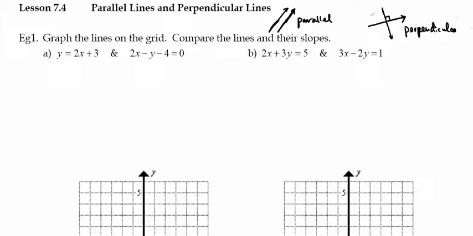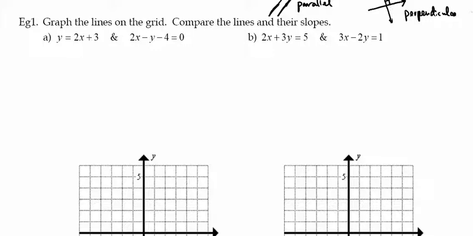When it comes to parallel and perpendicular lines, their slope will have some special properties. And here in example number 1, we are going to use these two examples to identify the relationship on the slope between these two lines. Example number 1. The first line we have is y equals 2x plus 3.